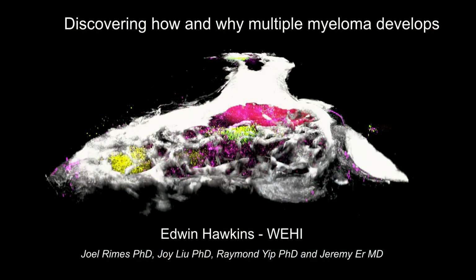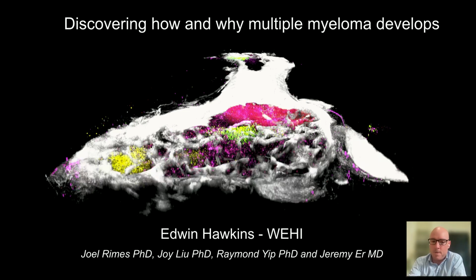And what you're looking at in front of you is actually a picture of bone with big clusters of myeloma forming plasma cells in there. I'm going to tell you about this story today and how it relates to human disease. And I just want to highlight that the work that I'm showing today is from Joel Rhymes and Joy Liu, who are PhD students in the lab, Raymond Yip, who's a postdoc, and Jeremy Yu, who's a consultant hematologist at Peter Mac, who's now performing his PhD with me.